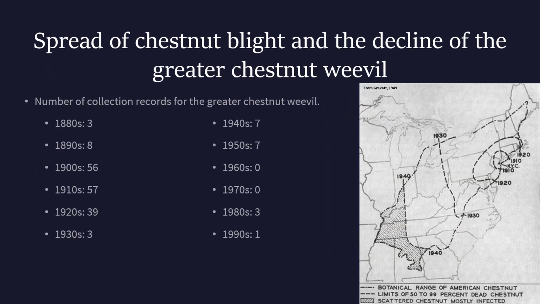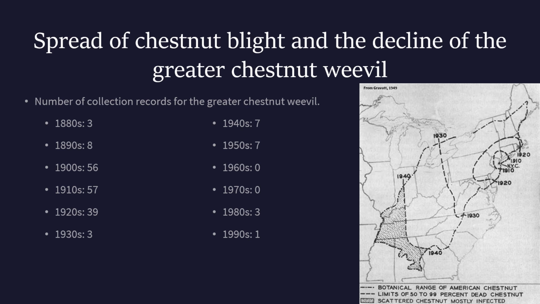One aspect of my research involves documenting the decline of the greater chestnut weevil through time. To do this, I have reached out to numerous entomological collections and received the label data and locality data for 294 specimens of the greater chestnut weevil. Of these 294, unfortunately only 184 of them have date labels.